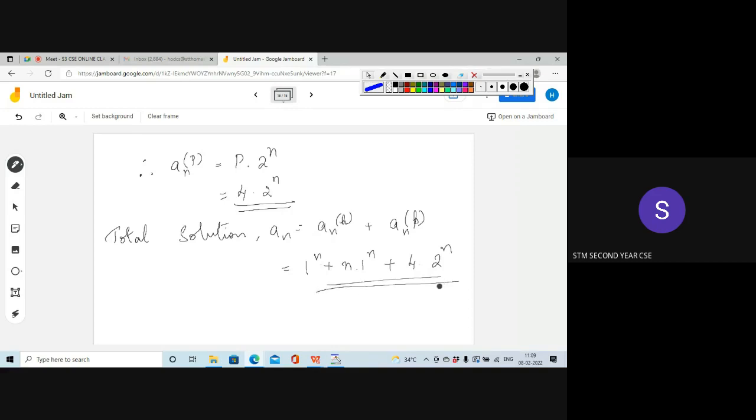Okay, so when there are powers of n, if it is 1 raised to n, you have to put it as such. Okay, so that is our total solution. Is it clear? Is it clear?